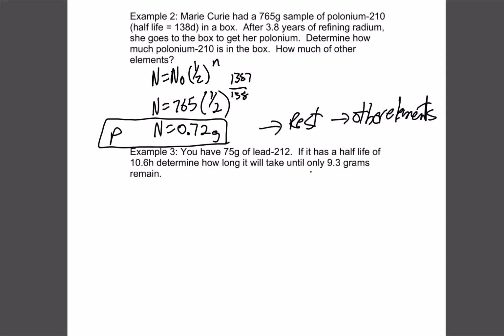Okay, so let's do one more example. So this one we've got lead 212, and it says we've got 75 grams of it. So we have 75 as our starting amount. It says we have a half-life of 10.6 hours, so that means we'd have 10.6 on the bottom. So this question is asking how long will it take in order to get 9.3 grams left over. So in this case we're solving it for the time.